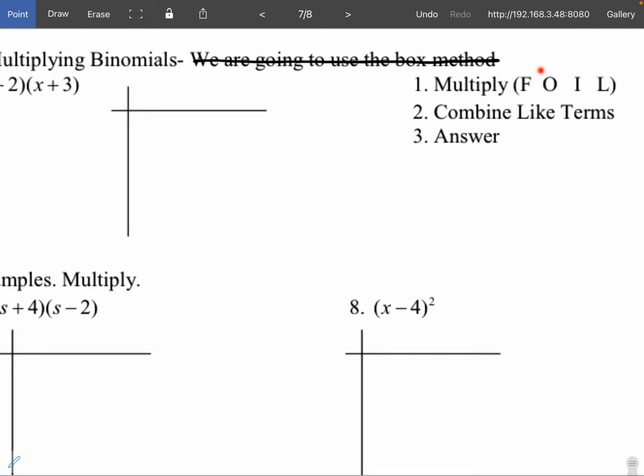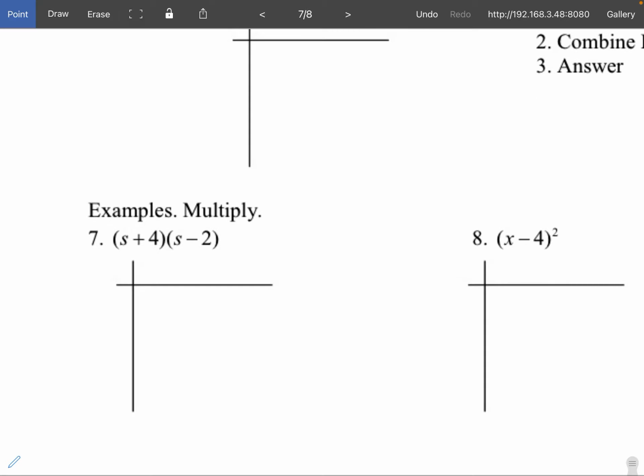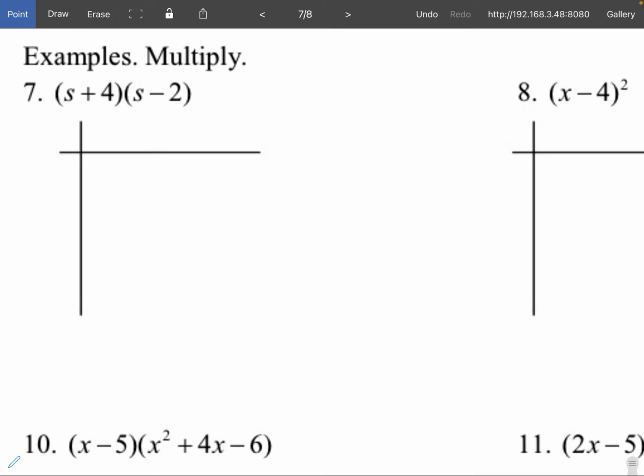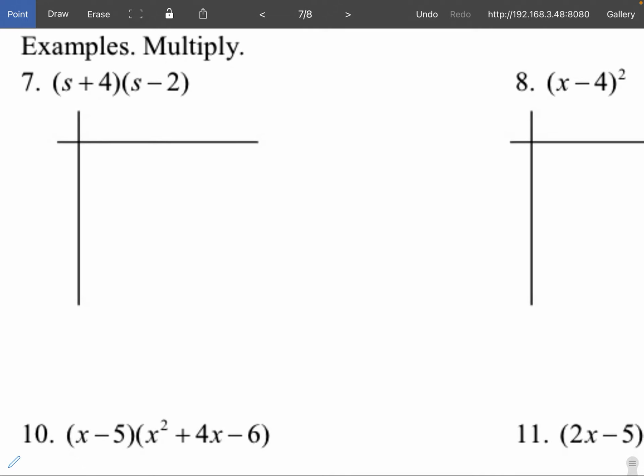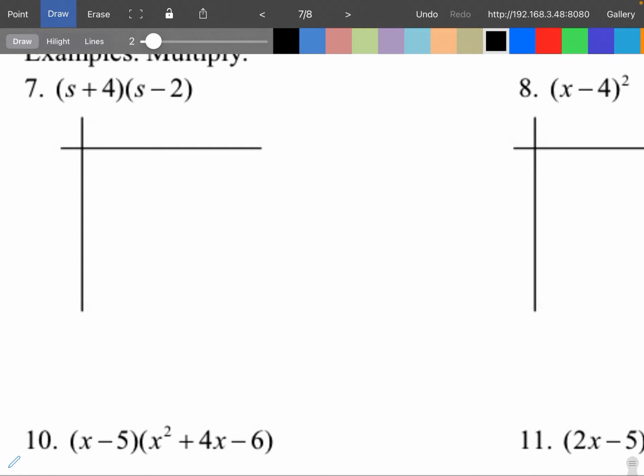But we are going to use this thing over here. We're going to multiply, and it says FOIL. We are going to use that idea. But really how I want to do these, in fact, let's skip that first one there. Let's go down to number 7, so this one. Really how I want to do these is I want to do them with the distributive property twice.